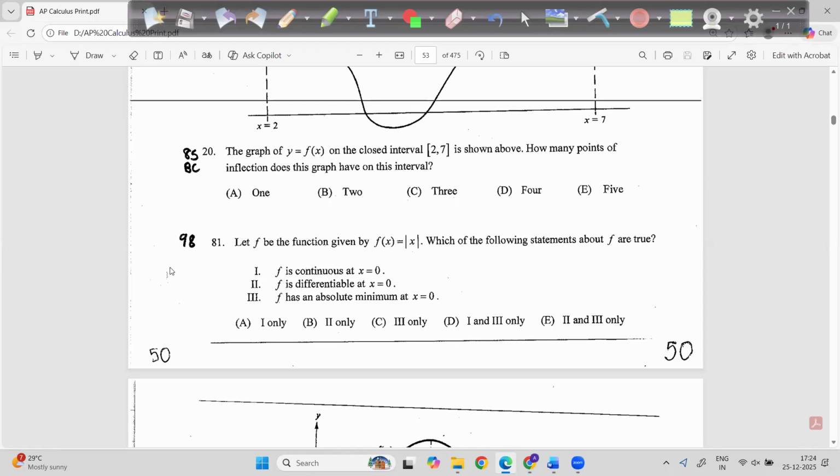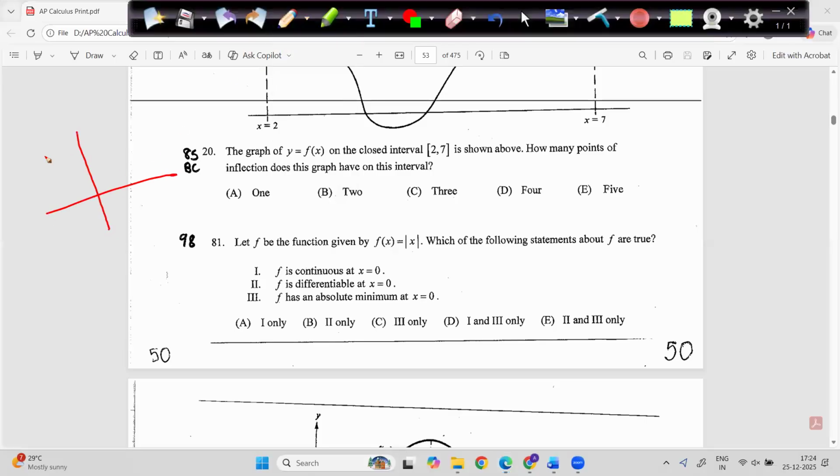Sir, one option. One only? Be careful. One and three, sir. D option. So if you're good at graphs, all calculus is in your hands.